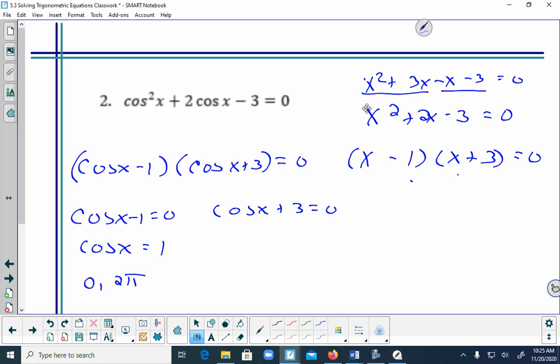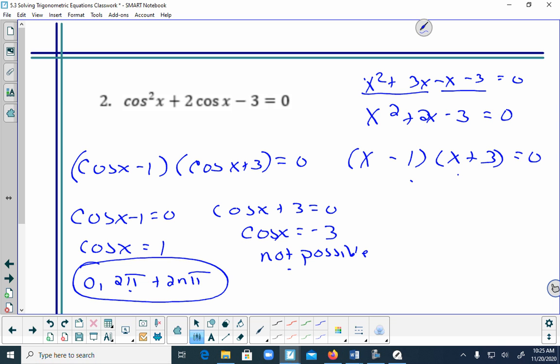And since it wants all solutions, I'm going to add plus 2n pi, which again, I could have just written 0 plus 2n pi because that would have covered that 2 pi. Here I'm going to subtract 3 from both sides. And I'm asking myself, when is the cosine equal to negative 3? Well, the cosine fluctuates between negative 1 and positive 1, so this is not possible. So since it's not possible, I do not have any solutions from this side of the equation. I do have solutions to the equation. They are this. I just don't happen to get any solutions from this side of the equation.